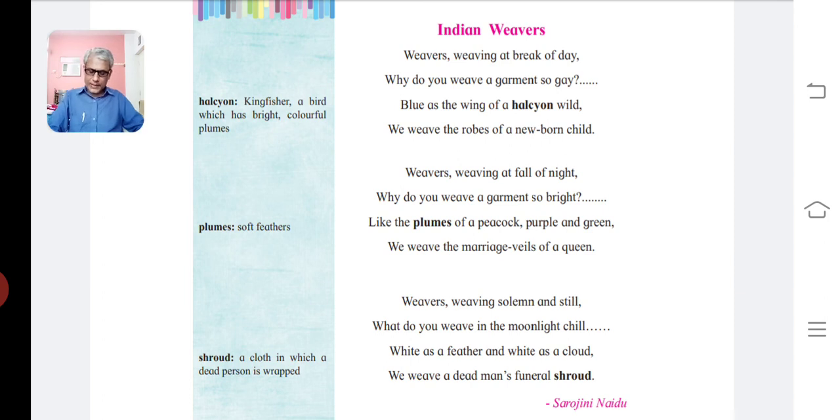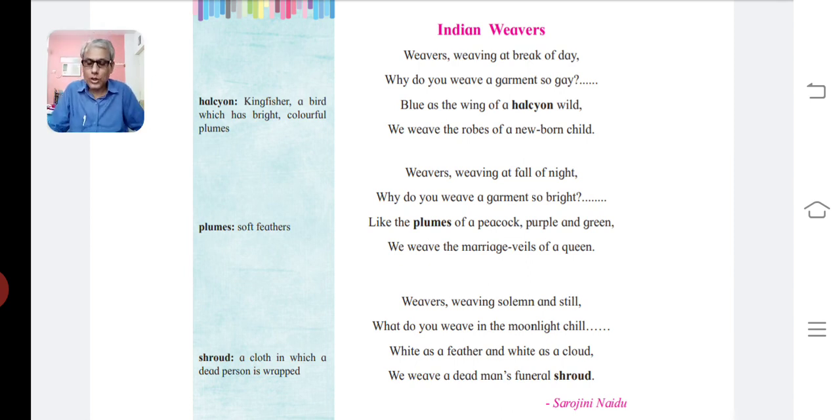Now another figure of speech in the same line is simile. How is simile here? Here the color of the cloth or the garment, that is white, is directly compared to a feather and a cloud by using the word as. So friends, here we have finished the figures of speech. Now let's discuss imagery.